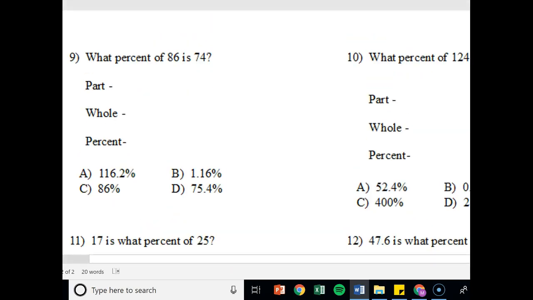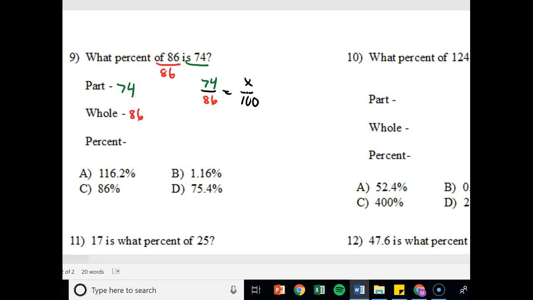Let's shift to the back side real quick. So what percent of 86 is 74? So of 86, that's the whole, because of is the keyword. 74 is the word is, and it doesn't have a percent sign, so that's going to be the part, with 86 as the whole. So we got 74 over 86 equals x over 100.